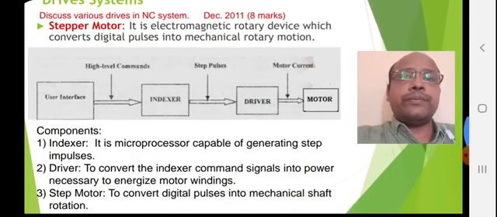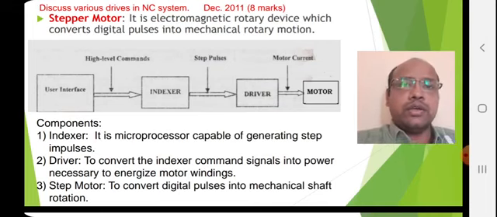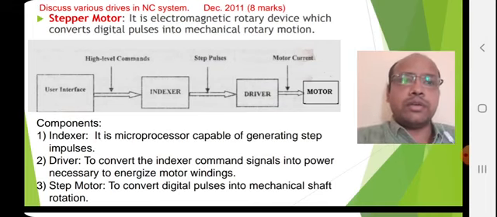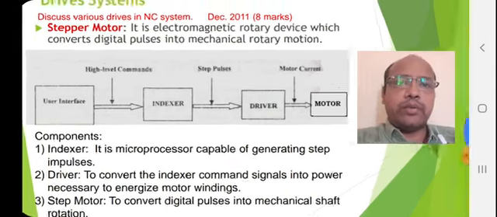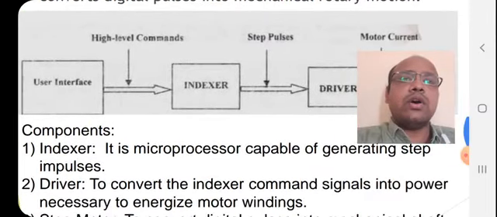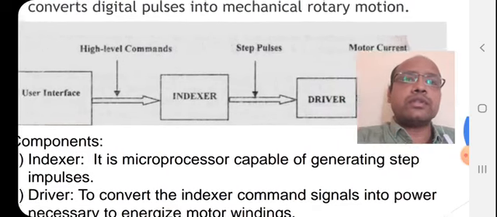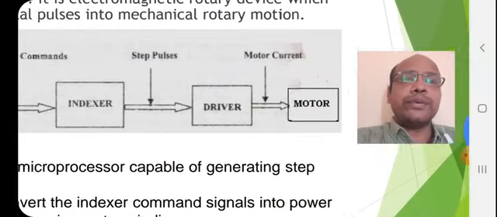First one is a stepper motor. A stepper motor is basically an electromagnetic rotary device which converts digital pulses into a mechanical rotary motion. Now you can see this diagram over here. There are some features of stepper motor: first one is a user interface, then indexer, then driver, and then motor.